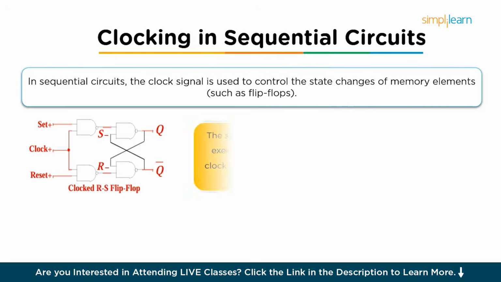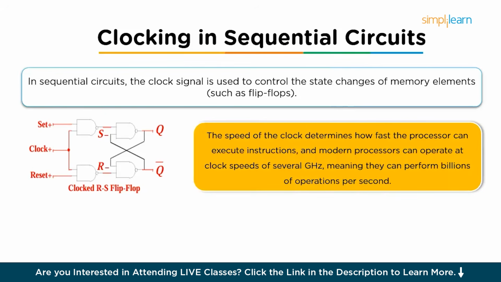So the clock also synchronizes the operations of other components in the system. For example, in a processor, the clock coordinates the fetching of instructions, the execution of arithmetic operations, and the storage of results. The speed of the clock determines how fast the processor can execute instructions. And modern processors can operate at clock speeds of several gigahertz, meaning they can perform billions of operations per second.